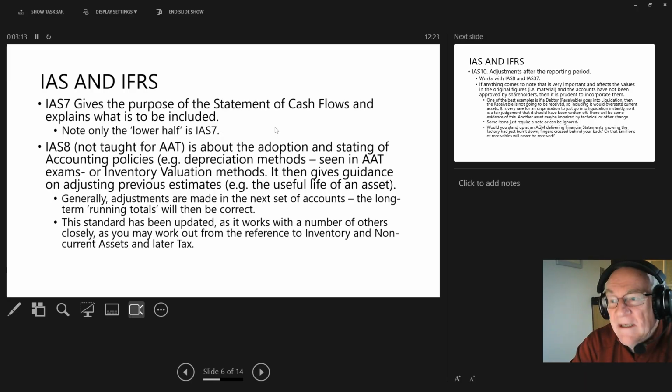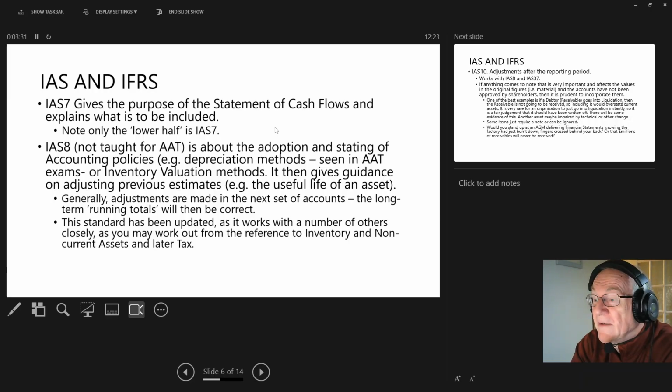Now, IAS 8, I know it's not taught at AAT. It's the adoption and stating of accounting policies, but you will see in FAPR little boxes telling you the depreciation method, whether it's monthly, full year in the year of acquisition, none in the year of disposal, etc. at level 3, and you'll see that in other exams as well.